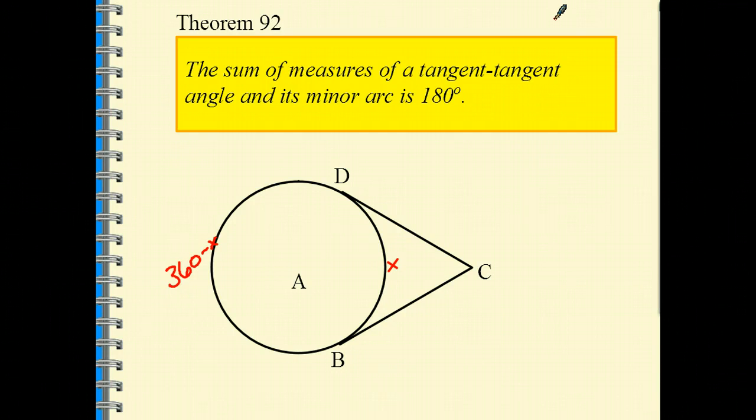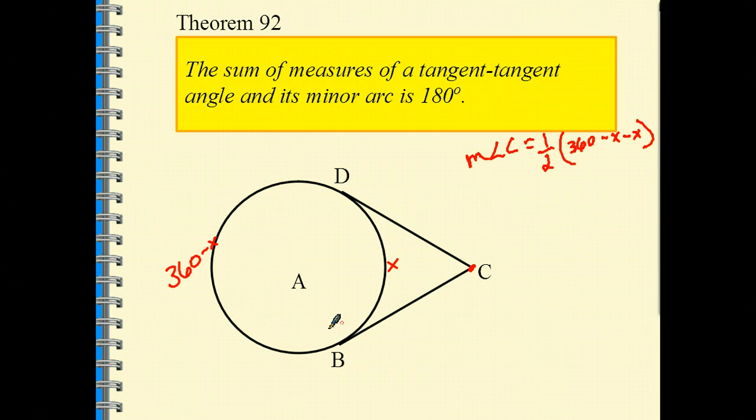And the final theorem of this section is Theorem 92, and that says the sum of the measure of a tangent-tangent angle and its minor arc has to be 180 degrees. So let's say we call this minor arc x. Doesn't matter what that is. It could be 10 degrees, could be 50 degrees, whatever it may be. This minor arc DB, we call that x.